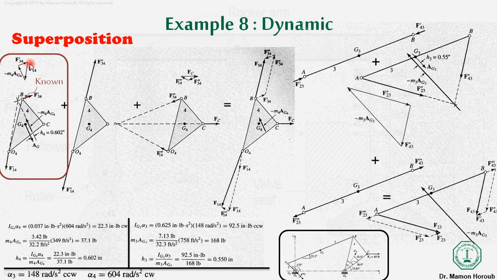So from there you can connect this one with the tail of the inertial force, and the direction and the magnitude will also be known for F14 prime. So once you solve this one, you have these 3 components easily.